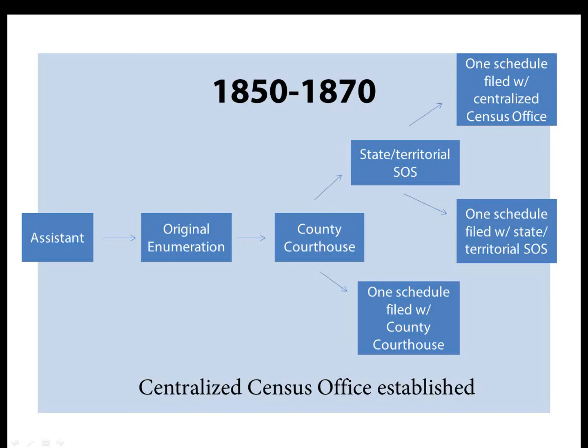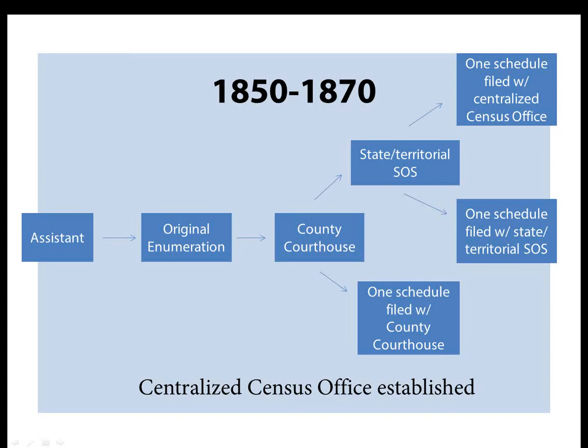Also of importance is that the state or the territory, depending on the time frame, that Secretary of State made a copy, and that was either filed with them or it was sent off to the US, the centralized United States office. Now, the census record that you see today, the one that's on Ancestry.com or our site or any other site, that's the federal copy. That's the one that ended up in DC. It's just important to note.